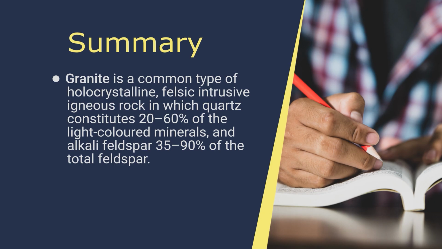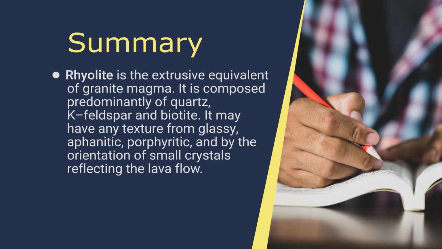In summary, we can conclude that granite is a common type of holocrystalline felsic intrusive igneous rock in which quartz constitutes 20 to 60% of the light colored minerals and alkali feldspars are 35 to 90% of the total feldspar. Rhyolite is an extrusive equivalent of granitic magma. It is composed predominantly of potash feldspar, quartz and biotite, may have any texture from glassy, aphanitic, porphyritic, and by the orientation of small crystals, they show the lava flow direction.